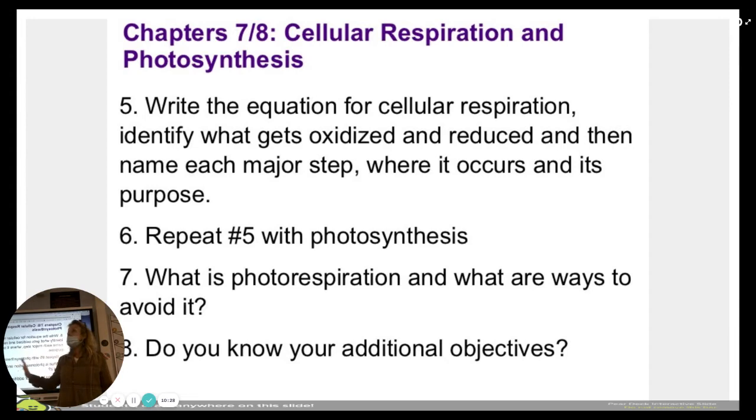Oxygen. And to make this, because photosynthesis is an endergonic reaction, you have to use energy from the sun. So the energy is on the reactant side, whereas when we do cellular respiration, the energy is on the product.